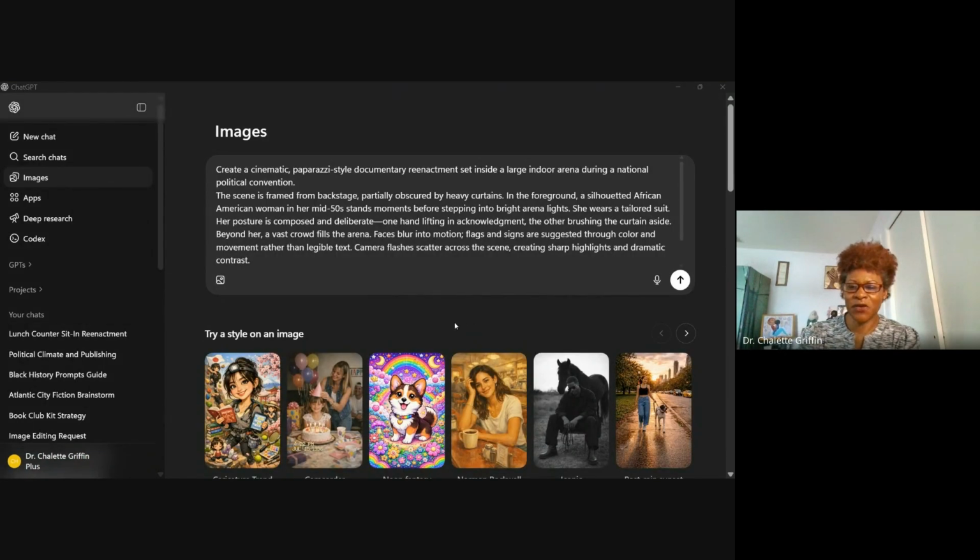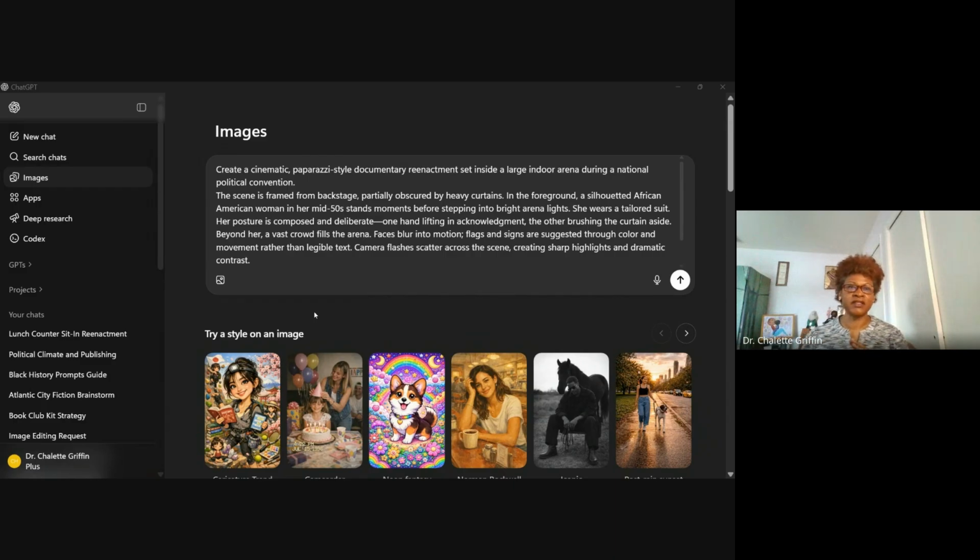All right, so now I went ahead and I dropped in a prompt. And so now let's look at the prompt for a second before we generate. Here, the first sentence: create a cinematic paparazzi style documentary reenactment. The first piece in the prompt is the style, the style that the prompt is going to give us. And we're talking about it being a reenactment.